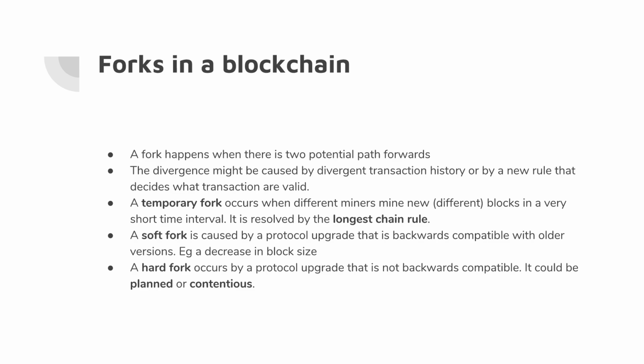Now we look at what forks in a blockchain are. A fork happens in a blockchain when there are two potential paths forward. This divergence might be caused by a divergent transaction history or by a new rule that decides what transactions are valid. A temporary fork occurs when different miners mine different blocks in a very short time interval, and this is resolved using the longest chain rule.